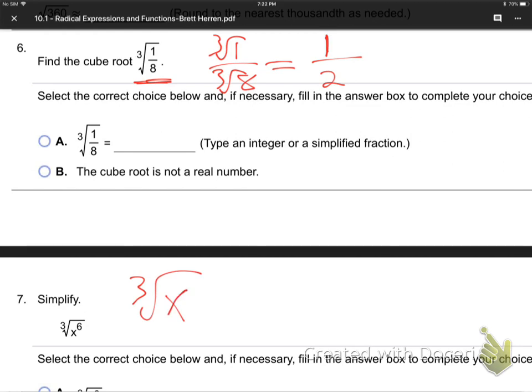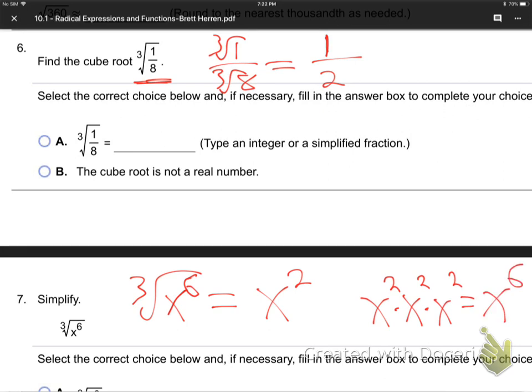Down here, number 7. Cube root of x to the 6th. Think, what times itself 3 times? Remember, when you multiply, powers add. What times itself 3 times, cube root, is going to be x to the 6th? Going to be x to the 2nd, huh? Like that. We good? Because x to the 2nd times x to the 2nd times x to the 2nd is x to the 6th. Add them up. Is that good? All is well?